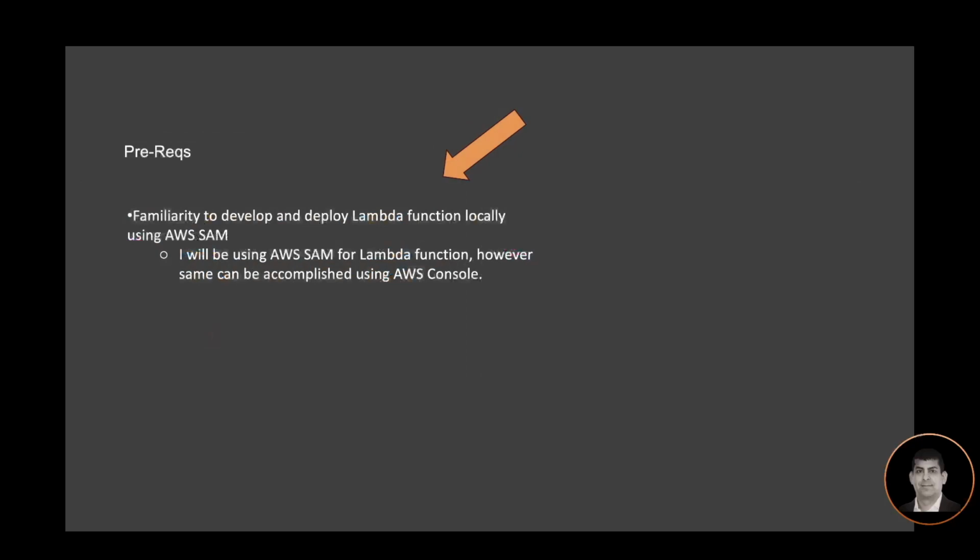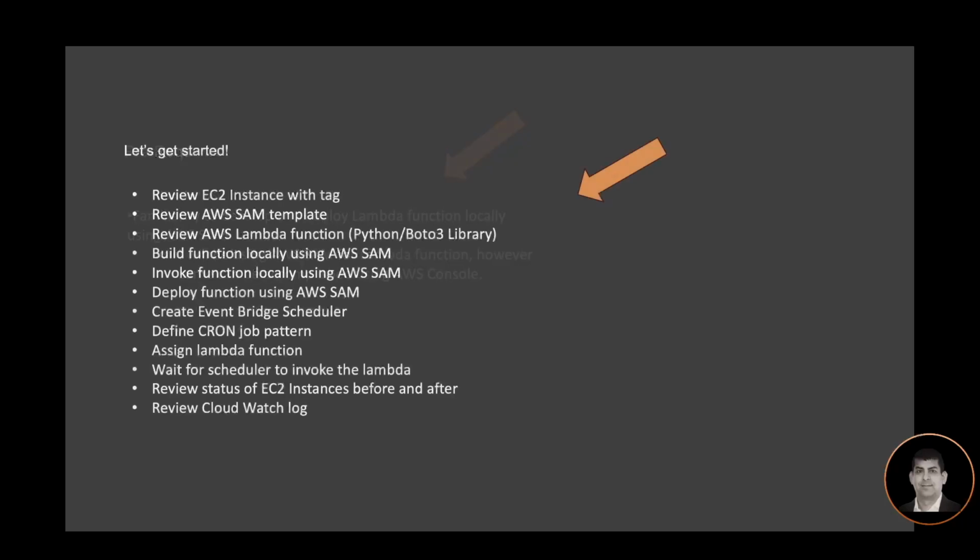Prereq for this workshop is that you are familiar with developing and deploying Lambda function locally using AWS SAM. I will be using AWS SAM for Lambda function. However, the same can be accomplished using AWS console. If you want to learn about creating and testing Lambda function using SAM, please watch my video on Lambda workshop. Link is in the description for this as well. For Event Bridge, I will use AWS console to set up the schedule that invokes the Lambda function using a cron job pattern. Let's get started.